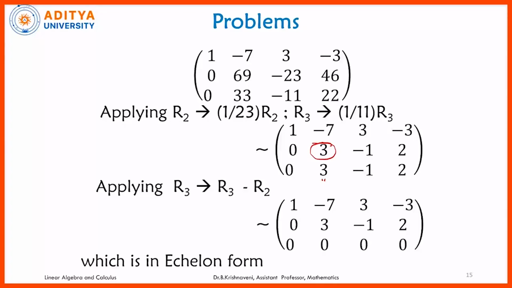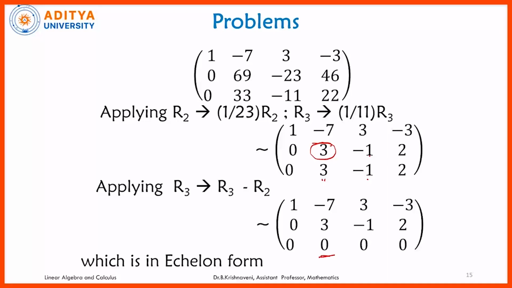Now what operation do I have to use here? R3 as R3 minus R2. Since both the elements are the same, if you subtract, you will get the value equal to 0 here. So apply R3 as R3 minus R2: 0 minus 0 is 0, 3 minus 3 is 0, minus 1 minus of minus 1, that is minus 1 plus 1, which is equal to 0, 2 minus 2 is equal to 0. Now there is nothing further to do, and now it is in echelon form.